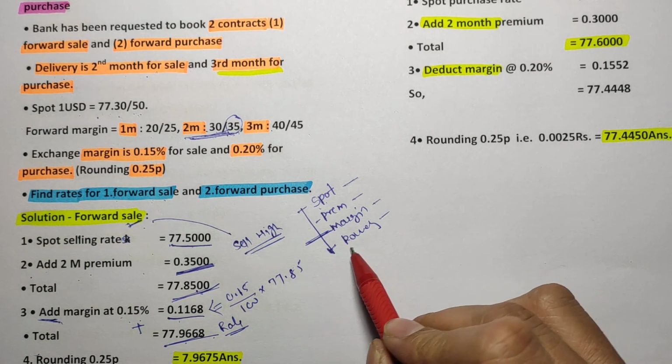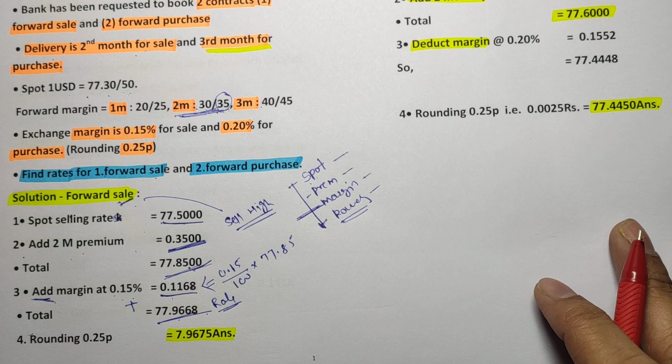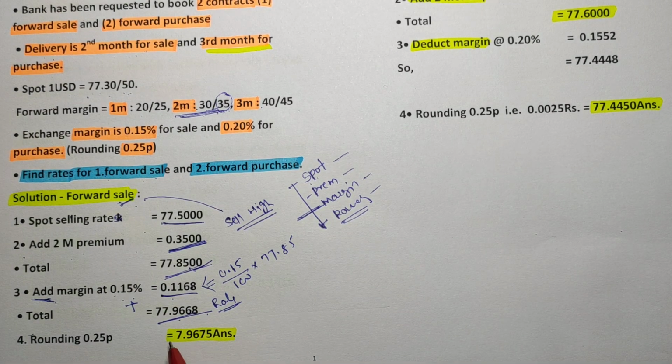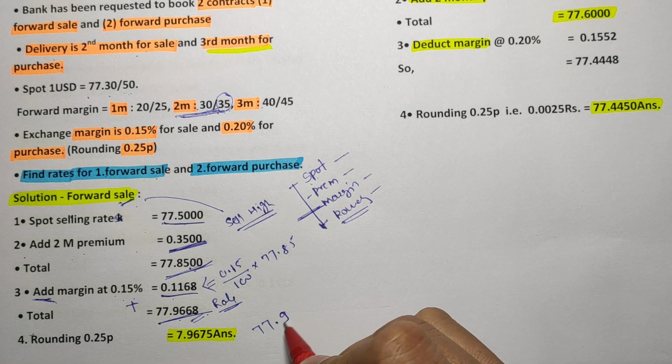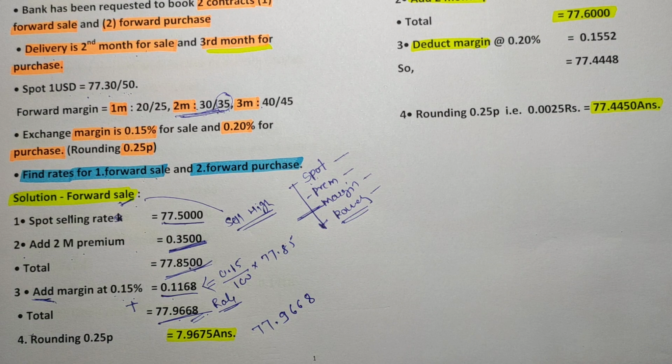Now our last step is rounding off. So how to do the rounding off? After the decimal point, the third and fourth digits you have to round off. 77.9668 is the value. Now these last two digits we have to round off. We have to find where it falls between the multiples of 25.